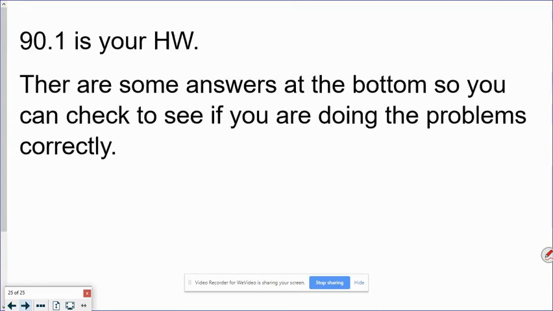90.1 is your homework. There are some answers at the bottom that you can check after you've done the problem to see if you're doing it correctly. Some students have a lot of problems with their calculators in this course, so please come in and see us so we can help you correctly put numbers into your calculator.